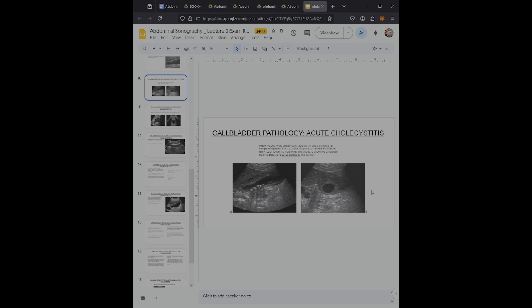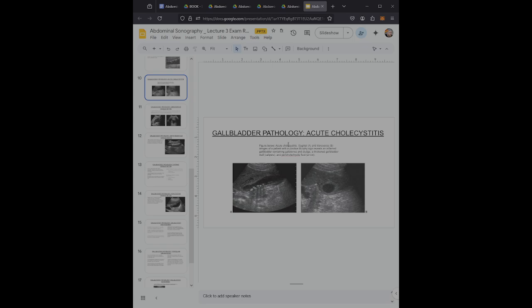So clinically, this patient would come in with some right upper quadrant tenderness, some epigastric or abdominal pain, some leukocytosis, some fever, pain that radiates to the shoulder, nausea and vomiting, and elevation in ALT, GGT, and bilirubin. Sonographic findings include gallstones. There's a positive sonographic Murphy sign. There's gallbladder wall thickening, gallbladder enlargement, pericholecystic fluid, and sludge.